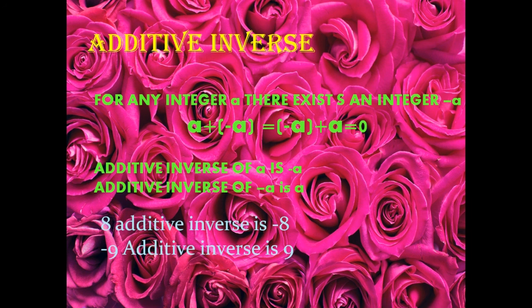Suppose minus 9: its additive inverse is 9, with the reverse symbol. If we have a plus symbol, we get the additive inverse with the minus symbol. If we have a minus symbol, we get it with the plus symbol.